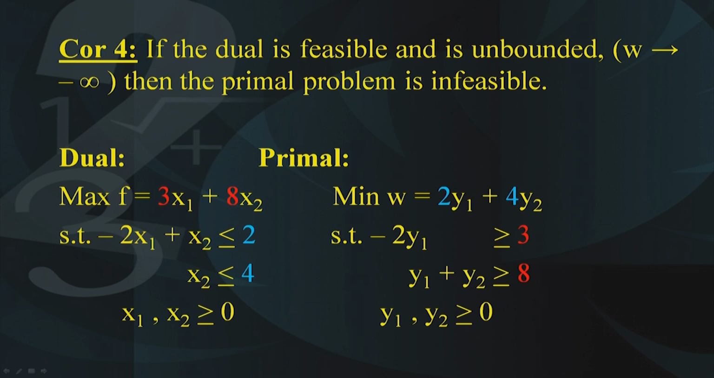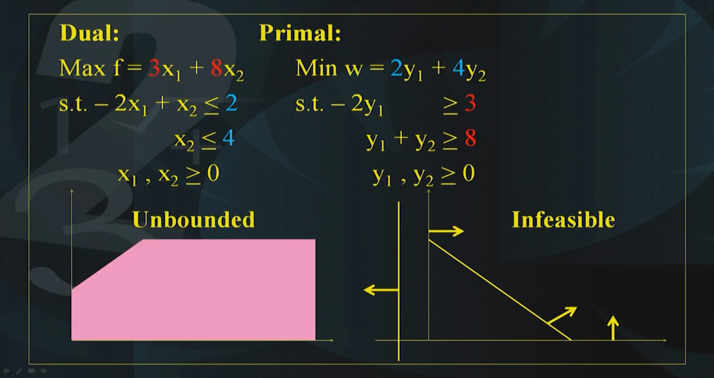So, we need to check the solutions of both the dual and the primal. The dual should be unbounded. Let us see whether it is unbounded or not. Yes, here are the graphs. You can look at the graphs and you find that the feasible domain of the dual is unbounded and the objective function value is going to minus infinity, and on the other hand the primal is infeasible. Hence, it can be clearly seen that corollary 4 is satisfied.